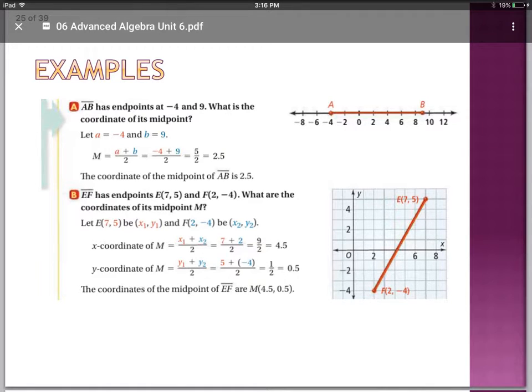So again, 4.5 is the x coordinate. So 2, 3, 4, and 0.5, about halfway there, and up 0.5. So right in about there is the midpoint of that line.